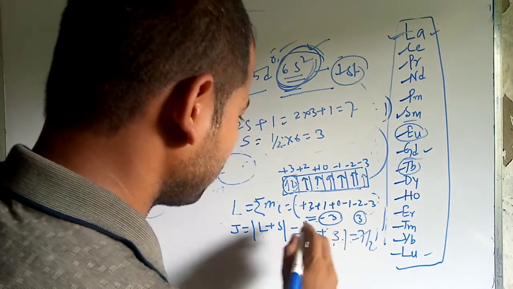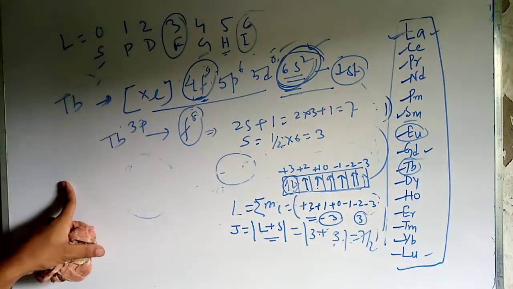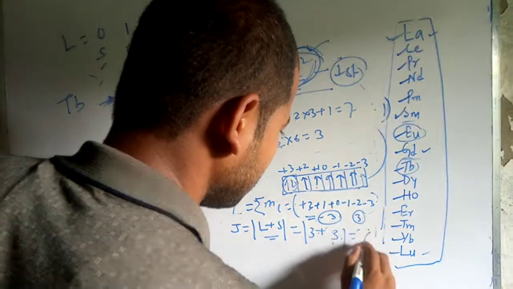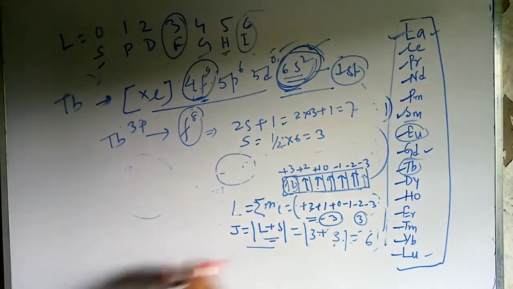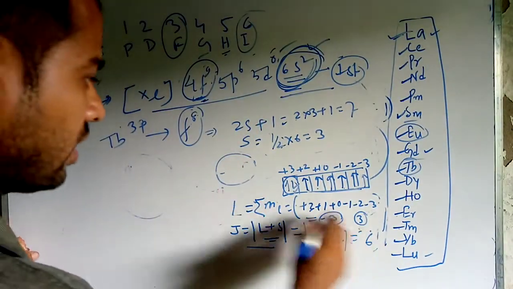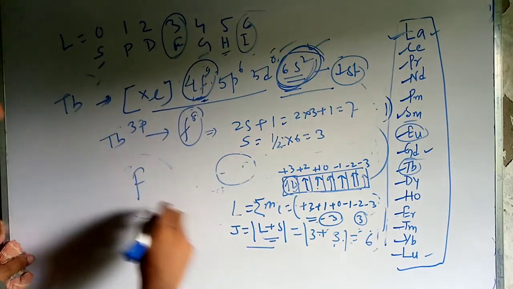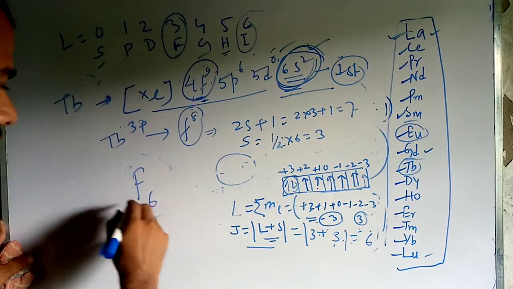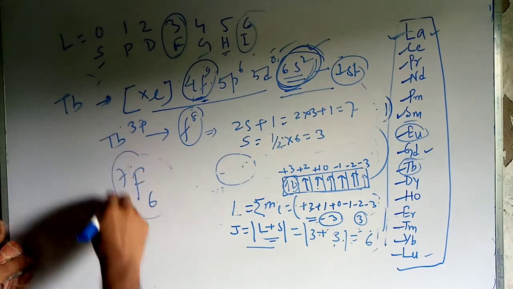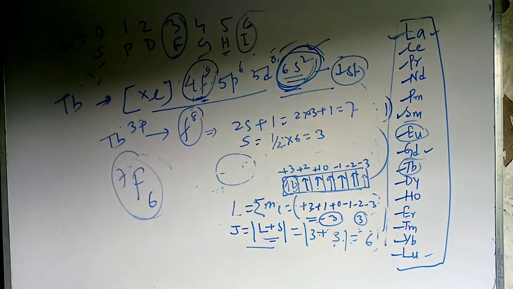Since it is more than half filled, L plus S is considered, which is 6. L equal to 3 is F, the J value is 6, and the spin multiplicity is 7. So the term symbol is 7F6.